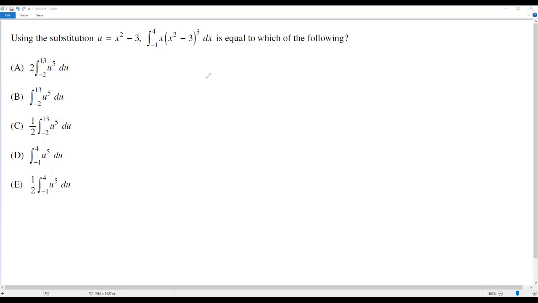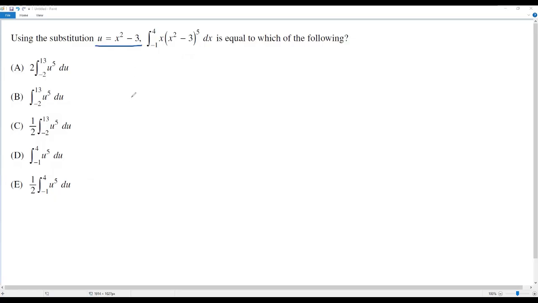Here we have an AP Calculus BC problem. Okay, let's go to the question. Using the substitution u equals x squared minus 3, the integral from -1 to 4 of x times (x squared minus 3) to the power of 5 dx is equal to which of the following? In the given answer choices, we have to find the one that is equivalent to this integration, and we can use the u-substitution according to what we have over here.